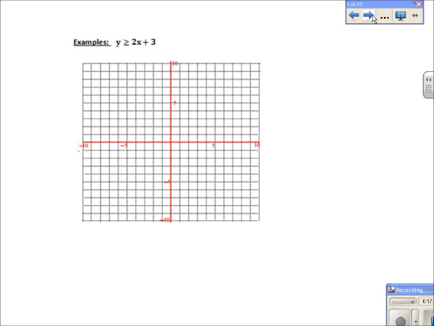So I can start by drawing the boundary, and the boundary for this inequality will be the line y is equal to 2x plus 3. That line's going to form the boundary of my inequality. I have to ask myself, is this line going to be dashed or solid? And all that information comes from the inequality sign.